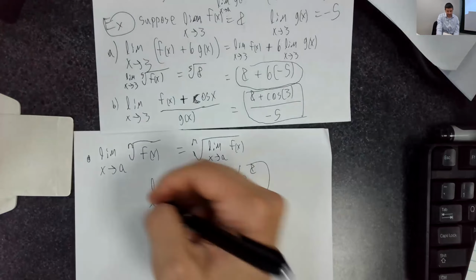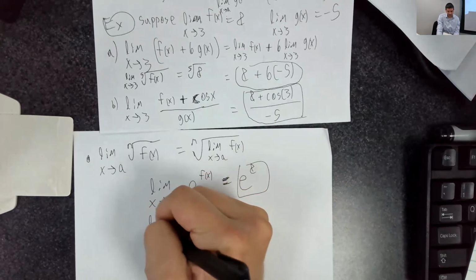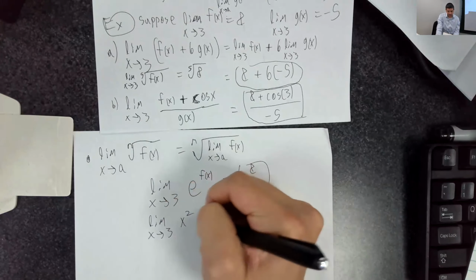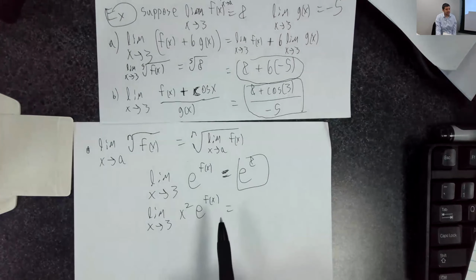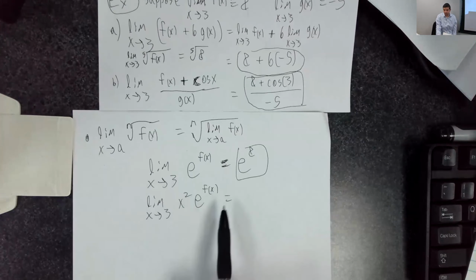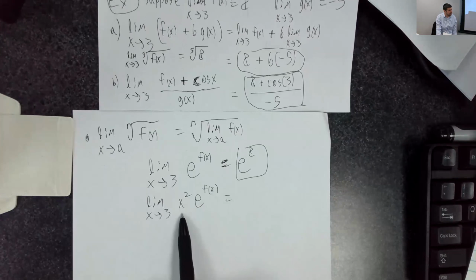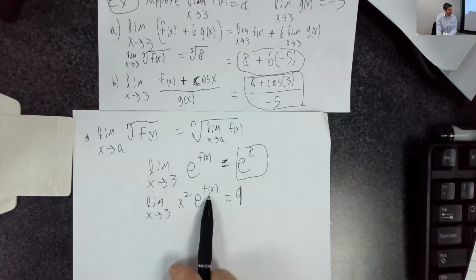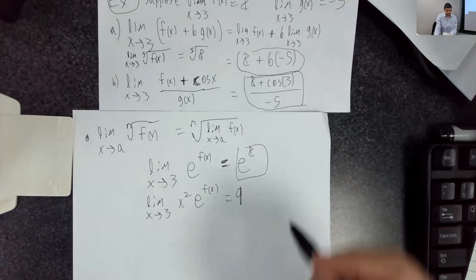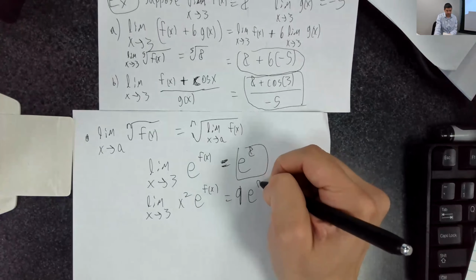And again, if I did the limit as x goes to 3 of x squared times e to the f of x, all these limit laws are letting you do pieces, meaning I could do x squared separately. What's the limit of x squared as x goes to 3? The limit is 9. And then I could do e to the f of x separately, which is e to the 8.